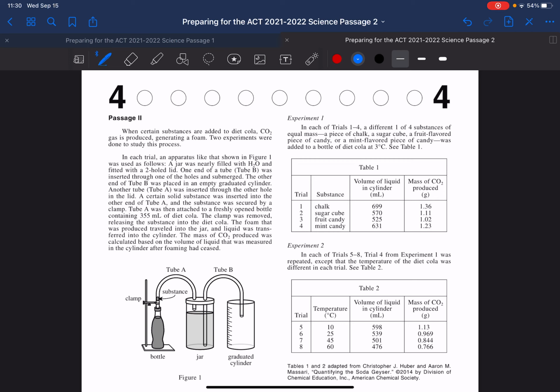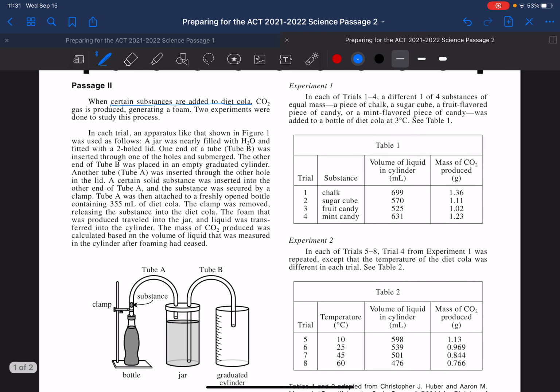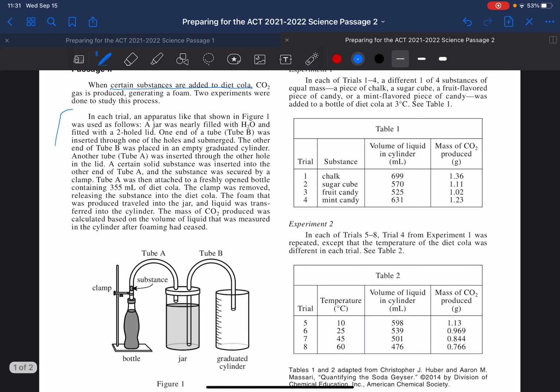So what we have is an experiment where we are adding substances to Diet Cola. Basically, the idea is sort of like the Mentos experiment, where when you pop a Mentos into a Diet Coke, it creates a lot of foam. And what we're doing is measuring this process. Now this paragraph right here is used to describe what's happening in this picture.